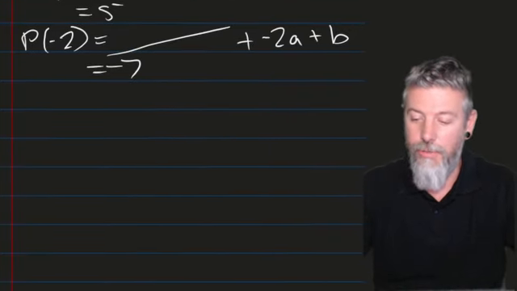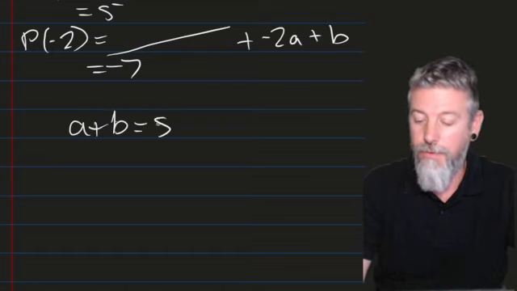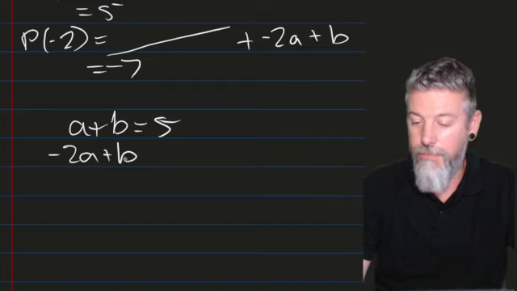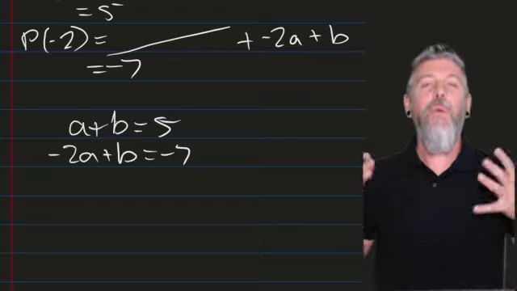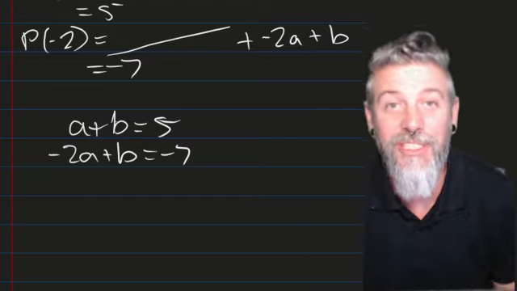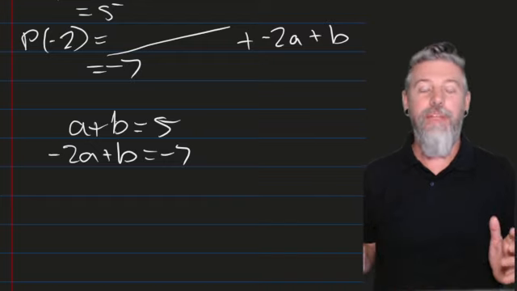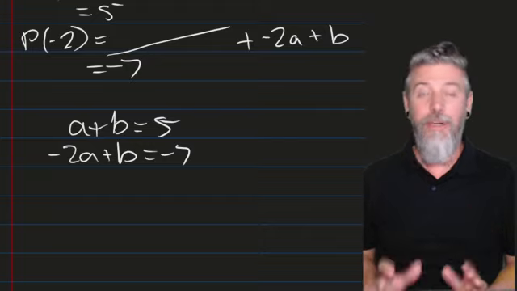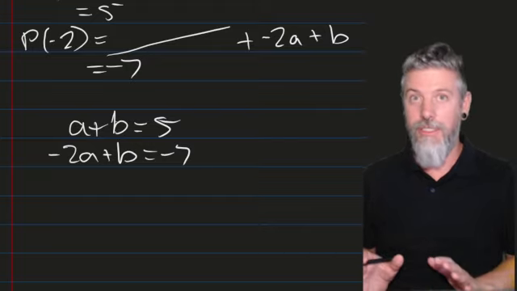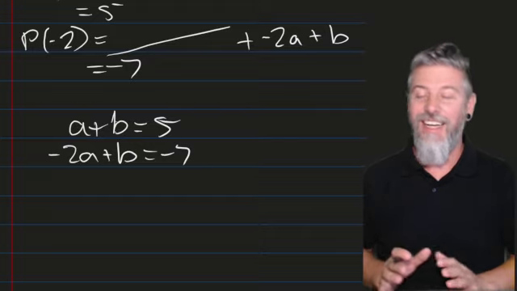So now we end up with this. We end up with a plus b equals 5, and we end up with negative 2a plus b equals negative 7. Now I could just go ahead and solve this, but I want to keep reinforcing to you that it's really important that you understand how to solve simultaneous equations by any method, by elimination or by substitution. I know you had a favorite way in year 10, and I know that you wanted to stick to that way in every situation in extension 1, but stop doing that.